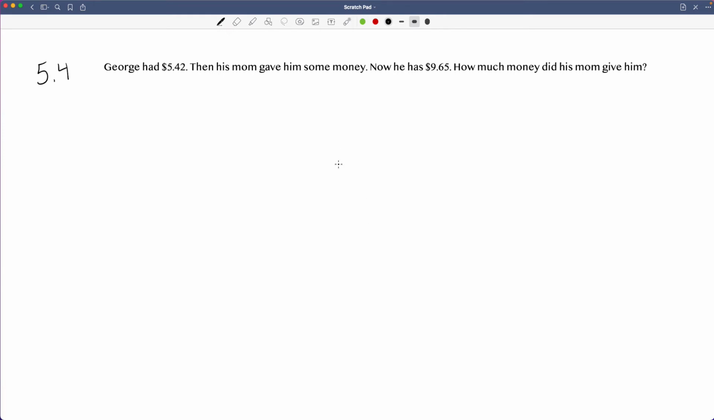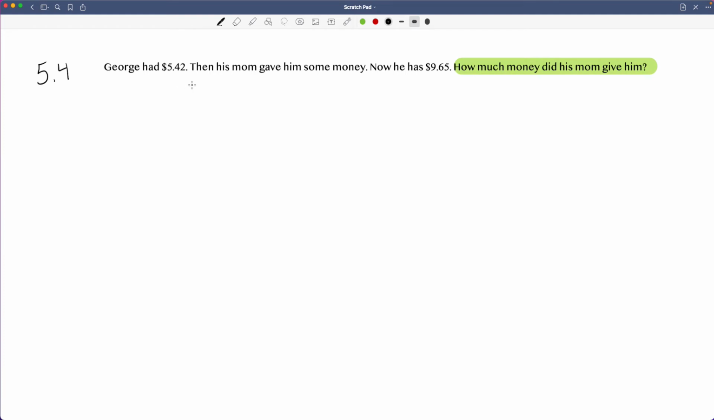So in the last problem, George had $5.42. Then his mom gave him some money. We don't know how much his mom gave him just yet, but we do know that now he has $9.65. How much money did his mom give him? So we are looking for the difference between what he has now and what he started with. Very similar to some of the other problems we've done, only difference is that now we have decimals. All right, so we are going to have to make sure we stack these correctly, decimal on top of decimal, in order to get the right answer.